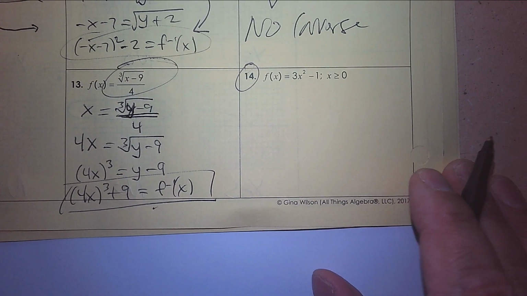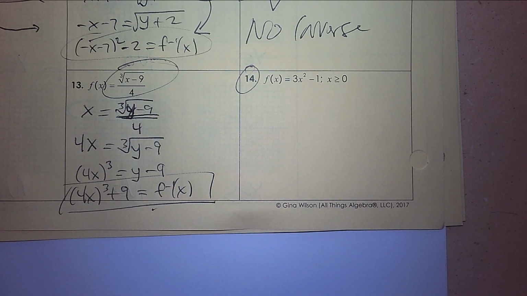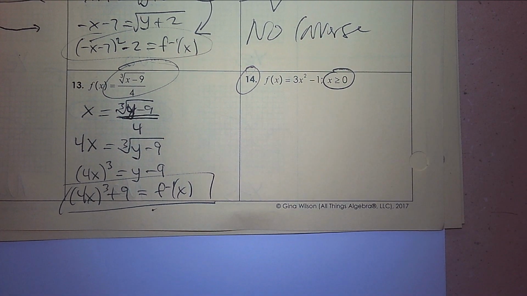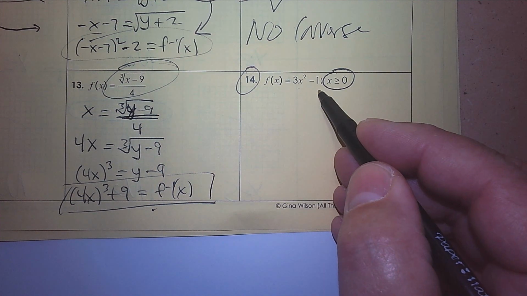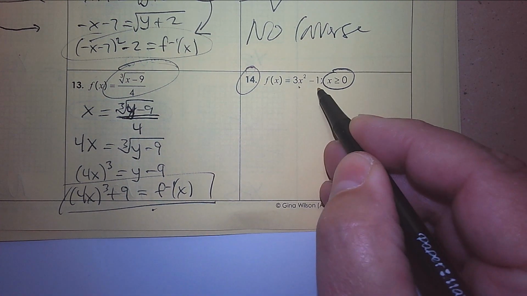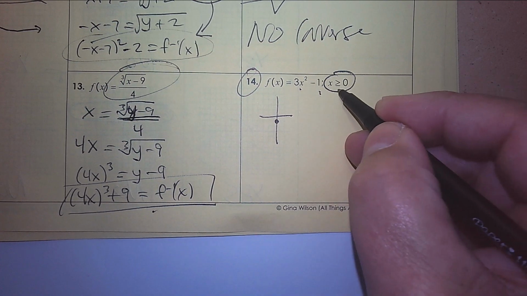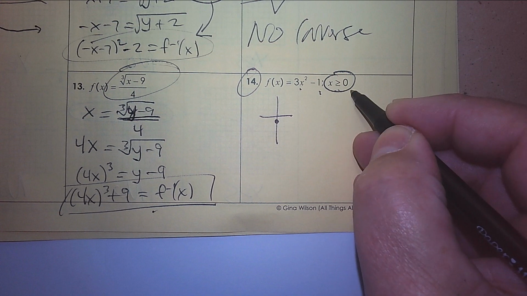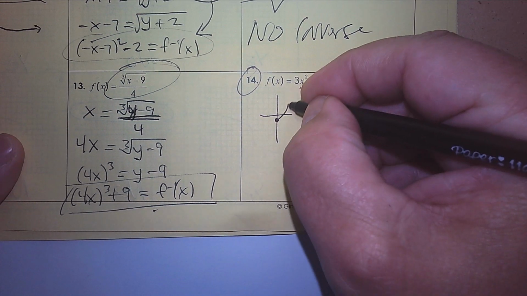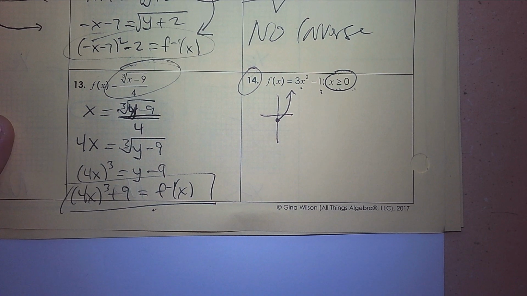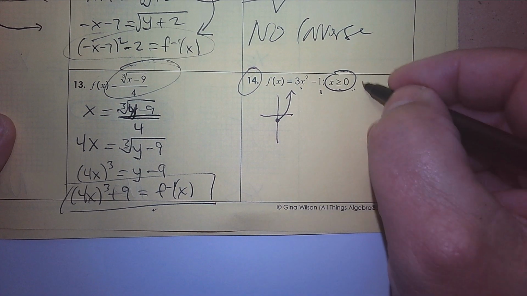14. What's different about number 14? It has a restriction, doesn't it? This is what type of function? Yeah, it's a parabola. And the vertex of this parabola, h and k, is 0 and -1. It says only graph it when the x's are bigger than or equal to 0. So only to the right. And if I look at half a parabola, does that have an inverse? Yes.